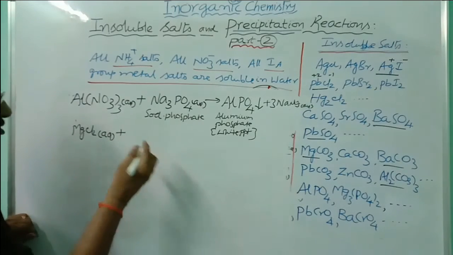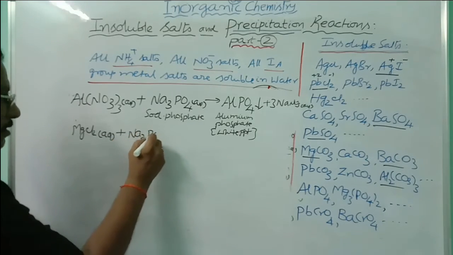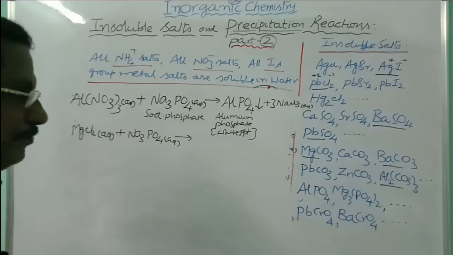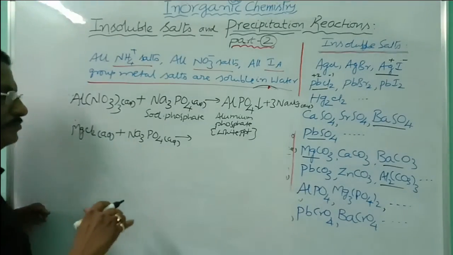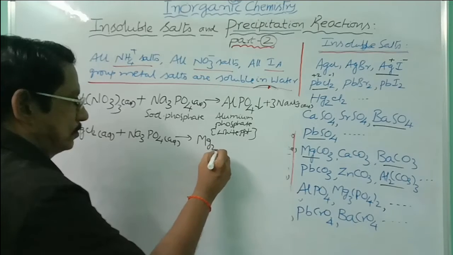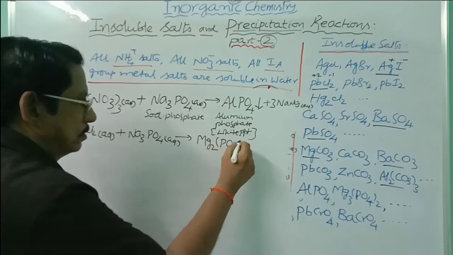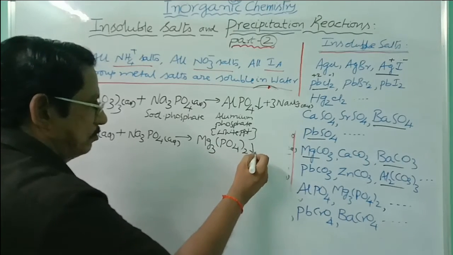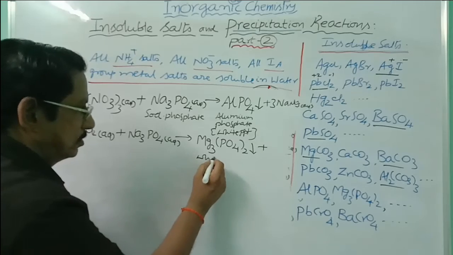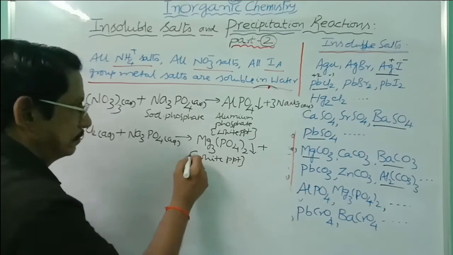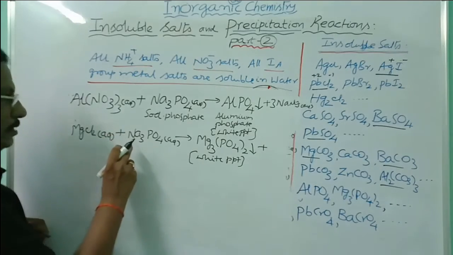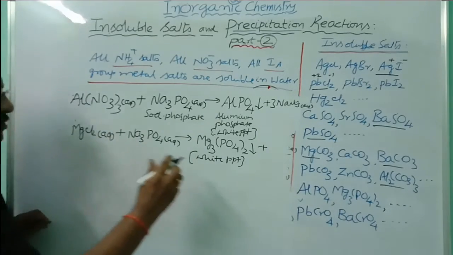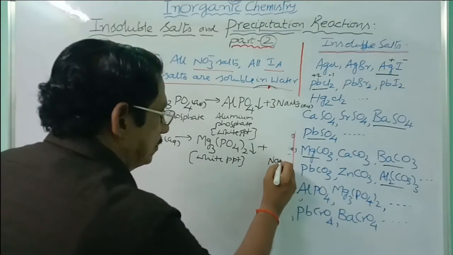plus phosphate, sodium phosphate, let us take once again, Na3PO4, aqua. Magnesium phosphate is obtained. Magnesium +2, phosphate -3. So its formula is Mg3(PO4)2. This is arrow mark downwards. This is magnesium phosphate, which is white precipitate. And here NaCl, they will combine to give you a sodium chloride, aqua.